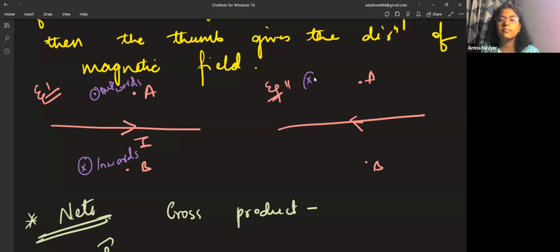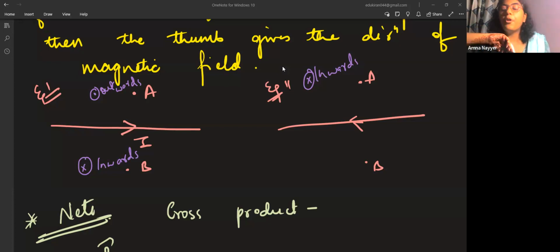Clear? Ma'am, can you explain again? It's fine, Rabba. See, you have to keep your hand in the direction of current. Where is the direction of current, right or left? Current is pointing towards the left. So if I keep my hand like this, current will be pointing towards the left. I can keep it like this, like this.